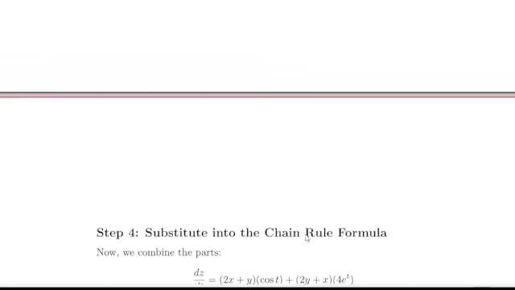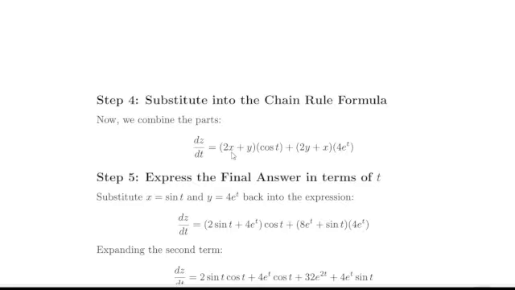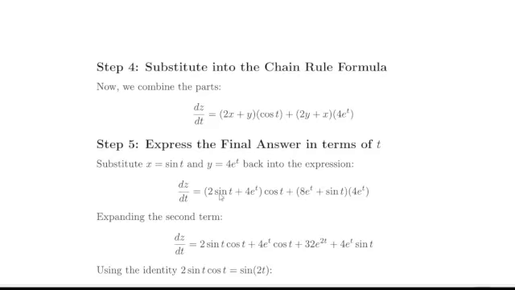Let's plug it into the equation. We have 2x plus y times cosine t plus 2y plus x times 4e to the t. Recall that x is sine t, y is 4e to the t. Substitute it in. Get 2 sine t plus 4e to the t times cosine t plus 8e to the t plus sine t times 4e to the t.